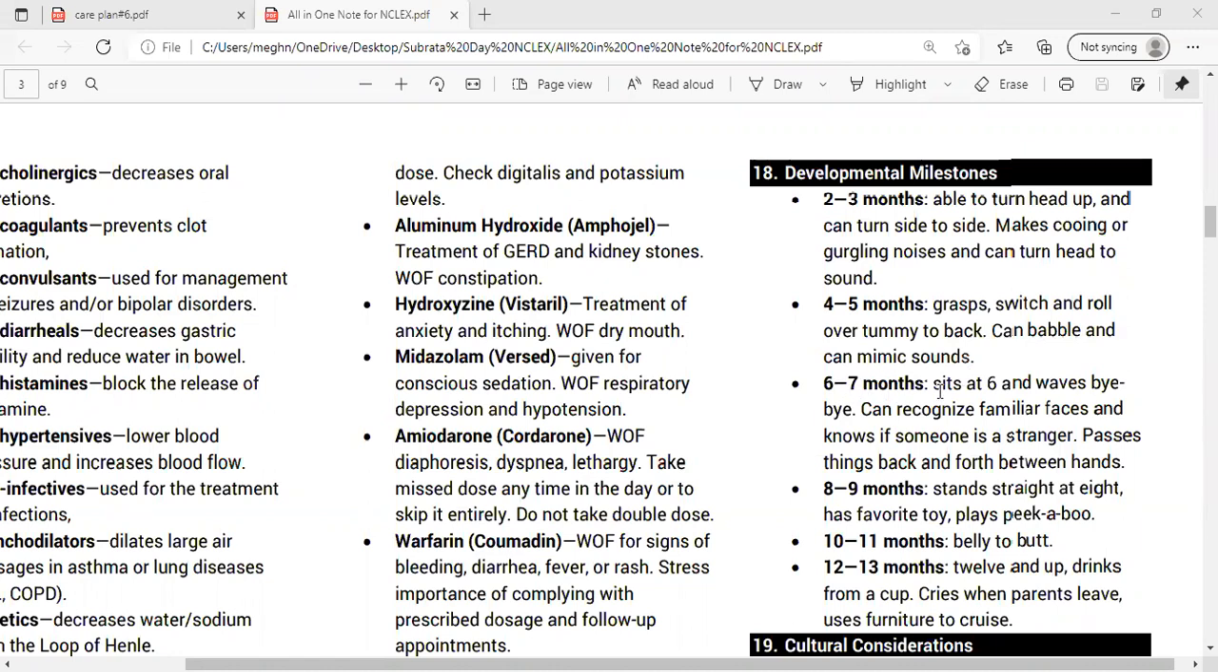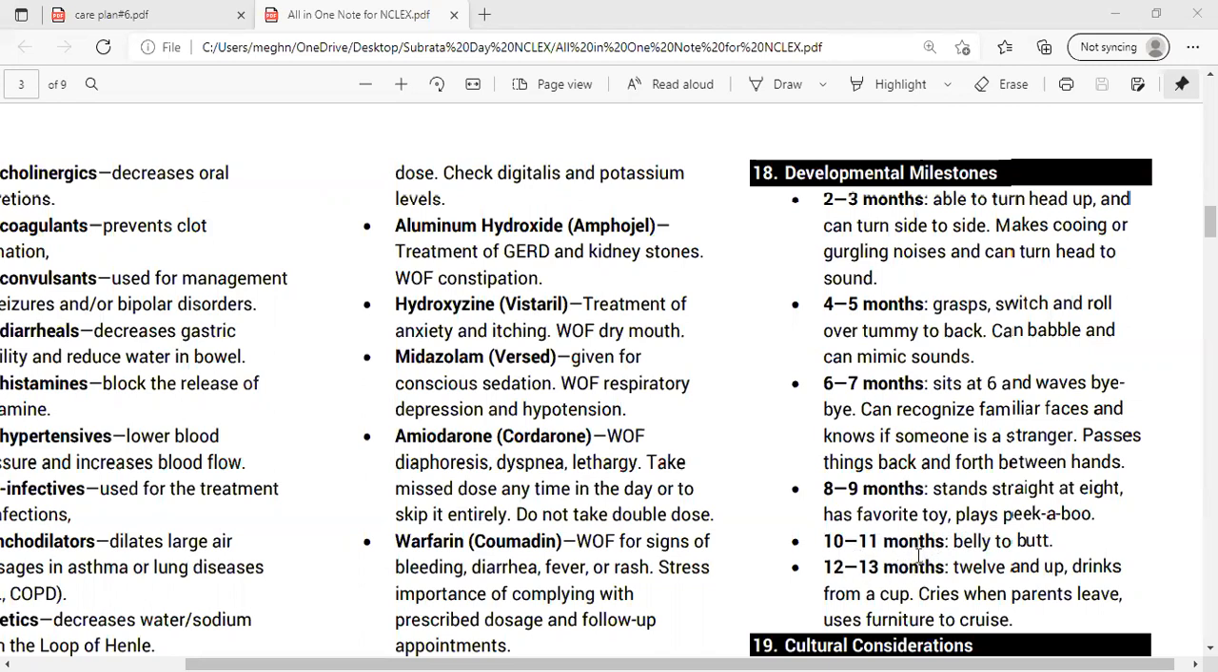At 6 to 7 months, the baby can sit, also wave and say bye-bye, recognize familiar faces, and know if someone is a stranger, or pass things back and forth between the hands. When they are 8 to 9 months, they stand straight, also have a favorite toy, and play peekaboo.